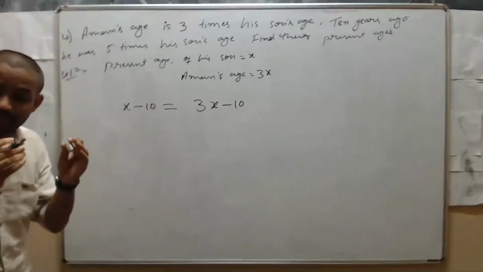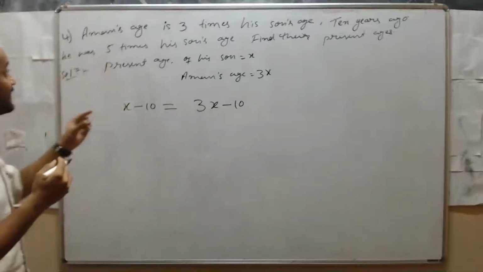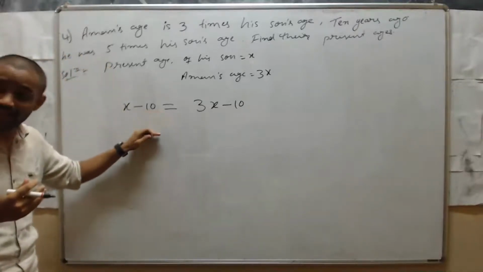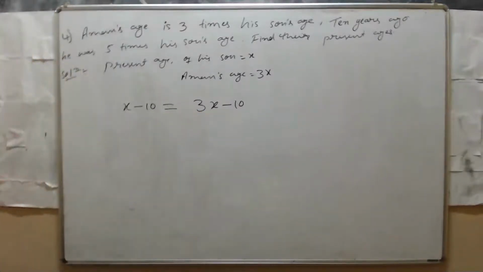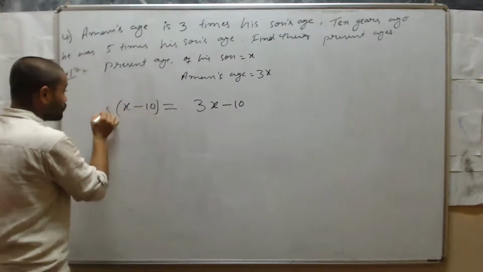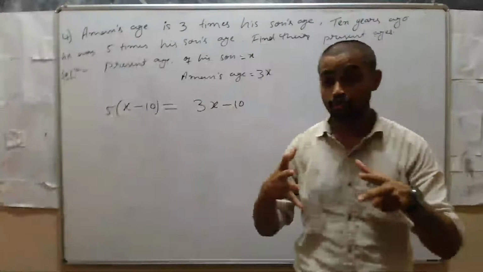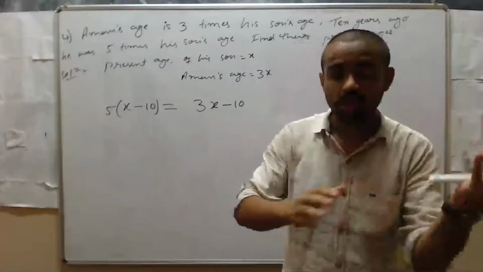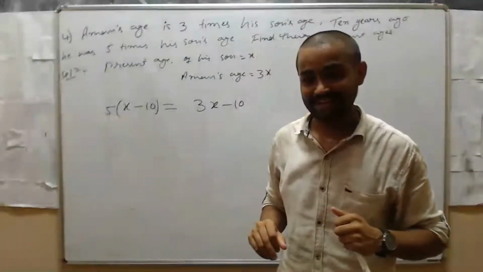10 years ago means 50 minus 10, which is 40. 10 years ago, both ages change. Then 10 years ago, he was 5 times of his son's age. 10 years ago, his father's age was 5 times the son's age. Is it clear, students? Here we have to multiply by 5.